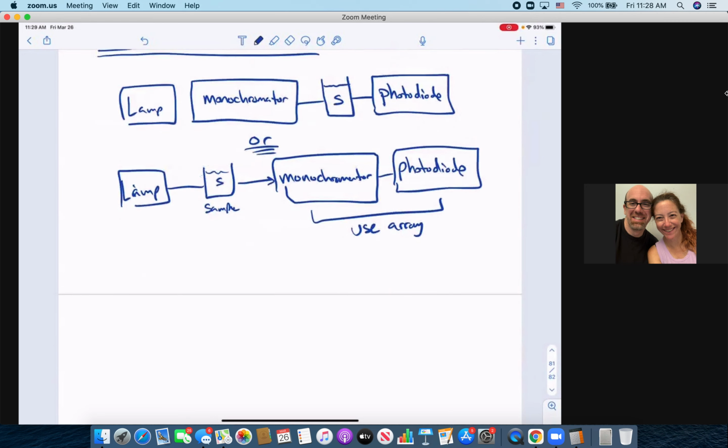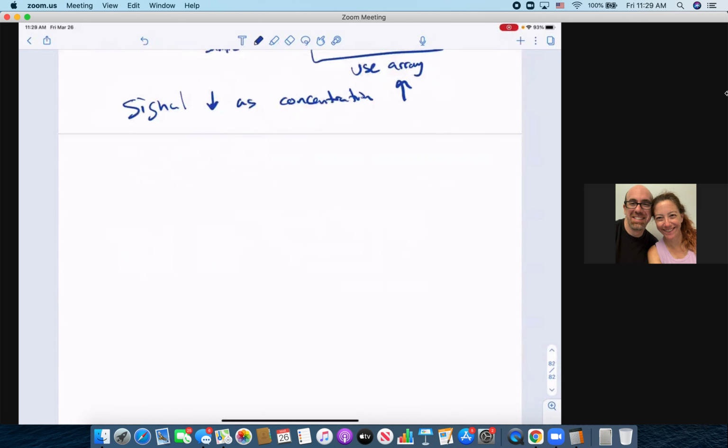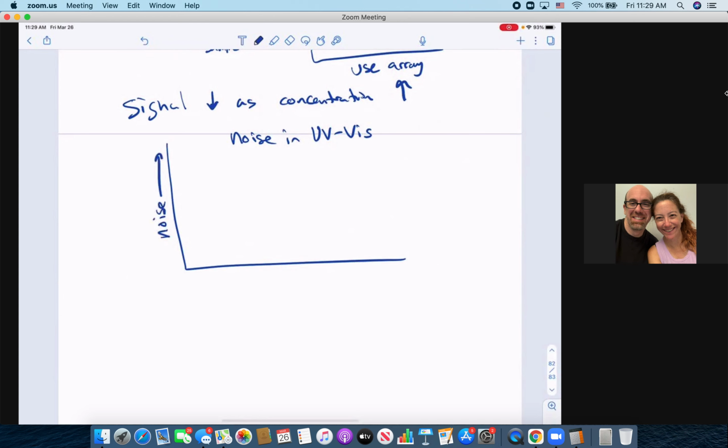The problem with this approach, or with UV-Vis in general, is that the signal decreases as concentration increases. So what does that mean, right? It means that noise is kind of problematic at both ends of the spectrum. So this is another really popular exam question for me. If I plot noise increasing on the y-axis against absorbance on this axis, so higher noise is bad, so I want a low value, right?